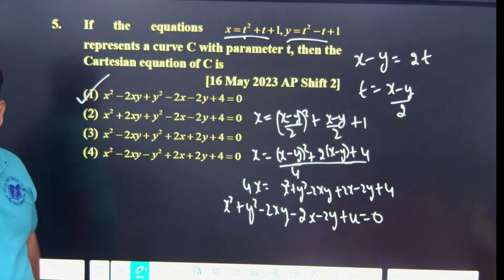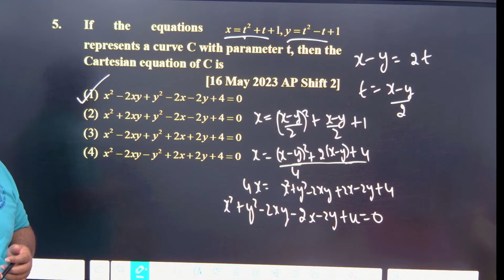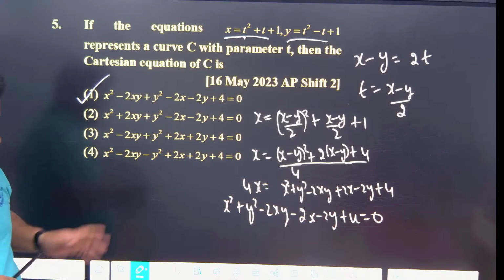Understood everyone? Got it? Boys, understanding? Harsha, Sai Nishit, Vinay, Rohan, Sharan, Nikhil, got it? Fine.